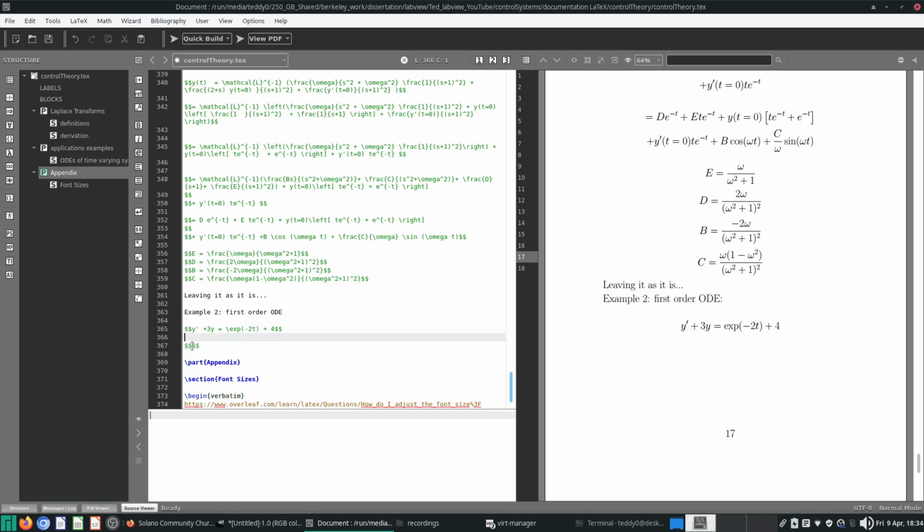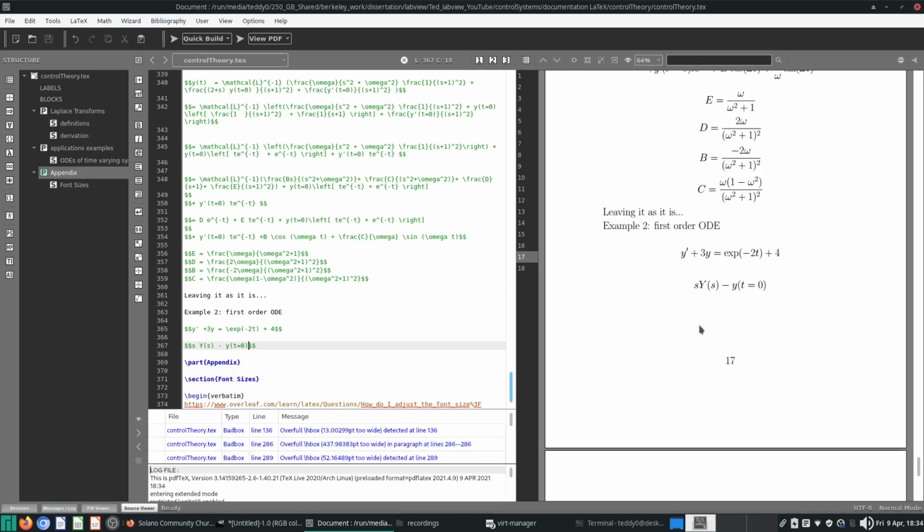If you take Laplace transform of both sides, we'll have s Y of s minus y at t equals 0. Alright, so these are your boundary conditions. So 3y becomes what? 3Y of s. And what does exponential become? Exponential minus 2t becomes 1 over s plus 2.